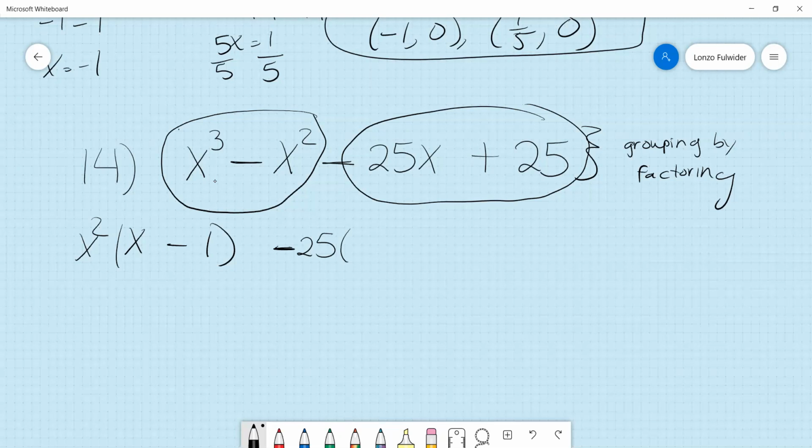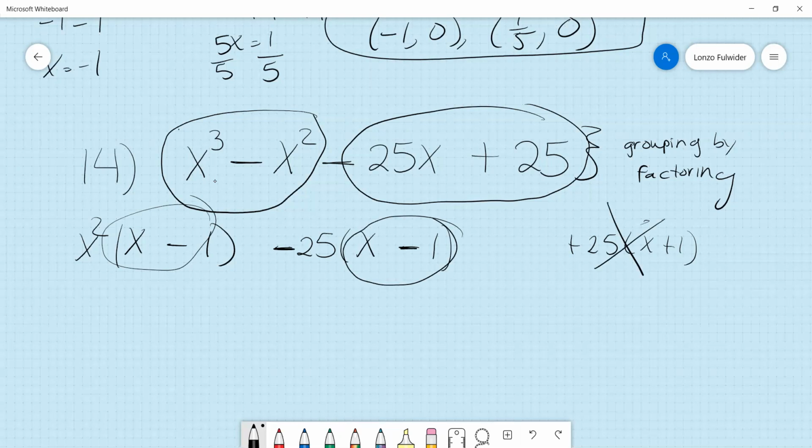Because when you FOIL this out, you're going to have an x here and then a minus 1. It wouldn't work if I factored out 25. It would be x plus 1, and we want this to look the same as this. So that's why we can't take a positive 25. I purposely made it look like this because I want this x minus 1 to be the same as x minus 1 here, because when we write the factored form, we only have to write it once.